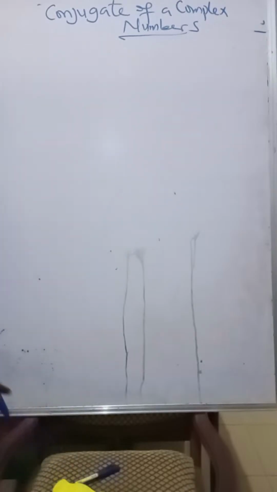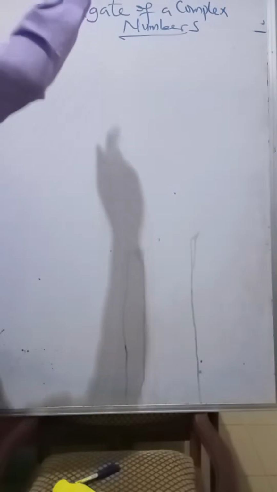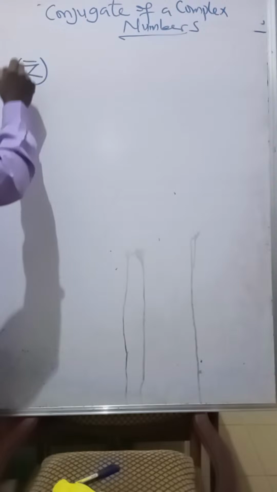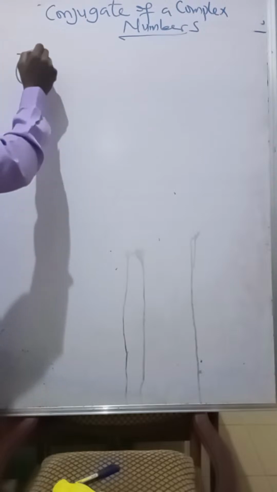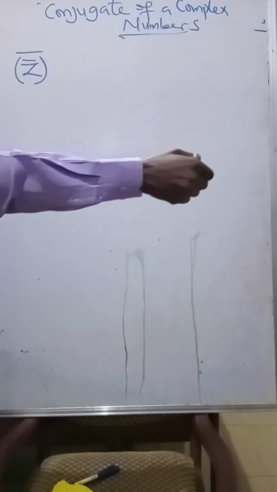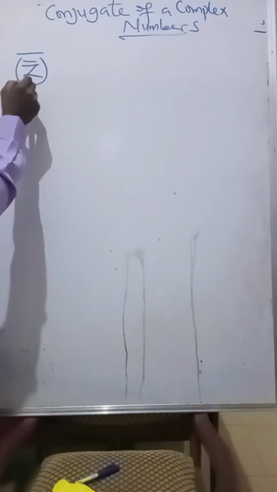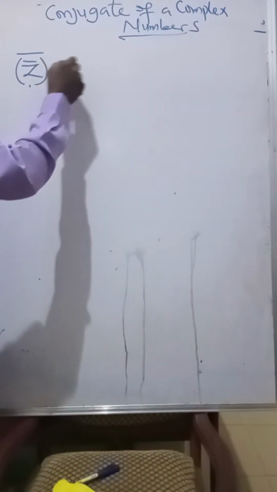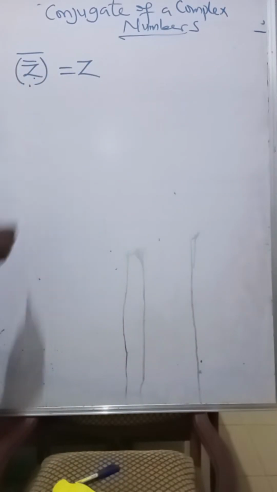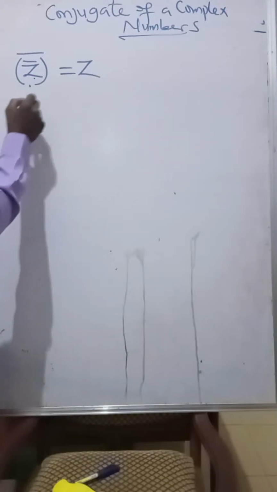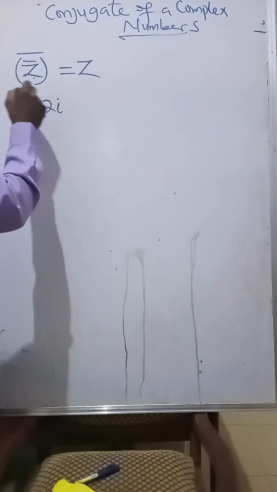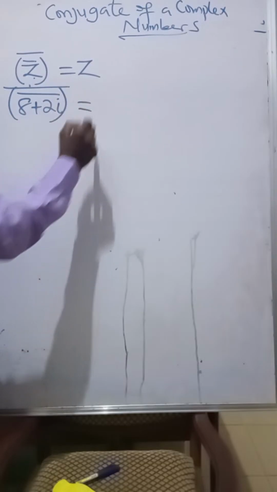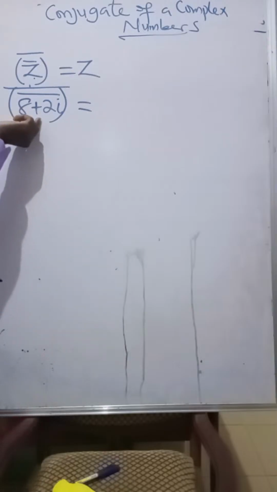The first one I want to explain is the conjugate of a conjugate of a complex number. The conjugate of a conjugate of a complex number will give you the complex number. Imagine, for example, you have 8 plus 2i, take the conjugate, and then another one again. It's going to give you the complex number 8 plus 2i.